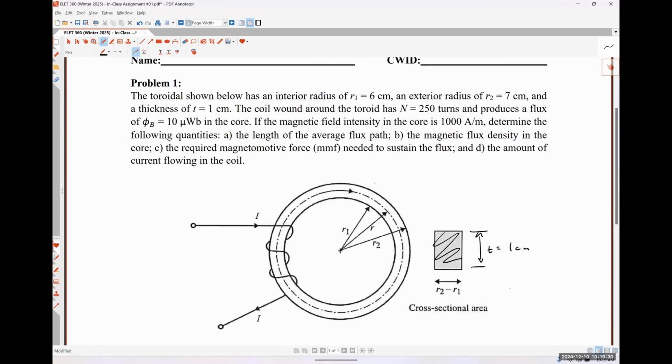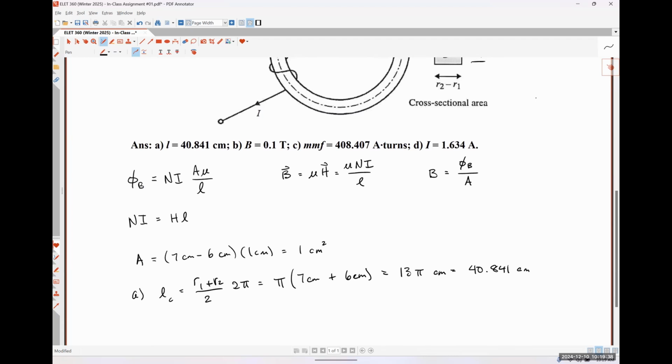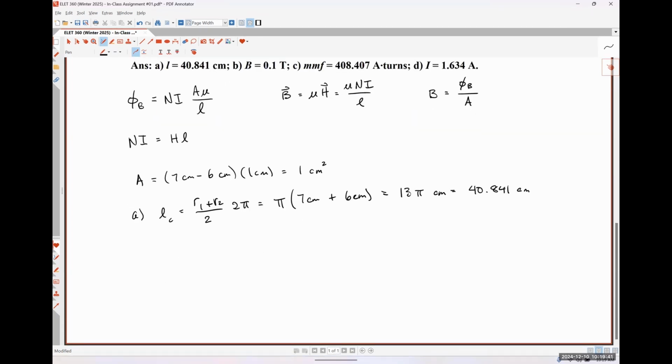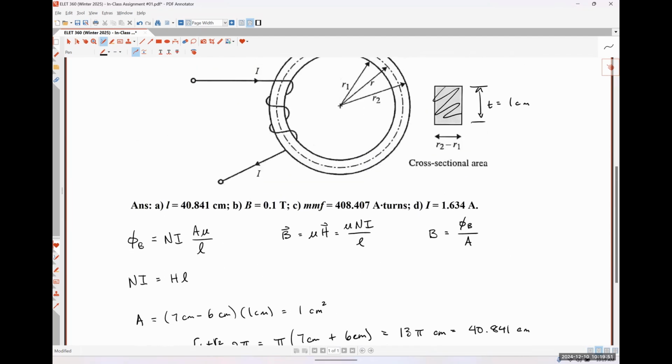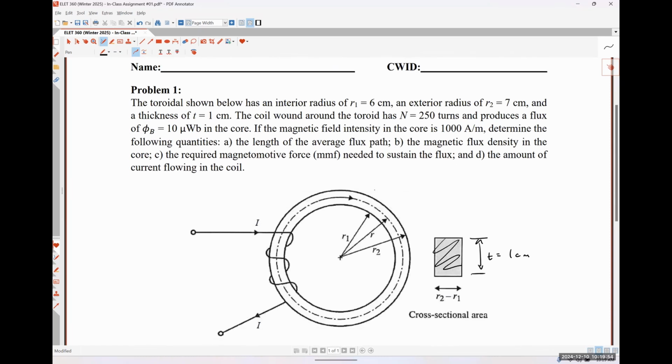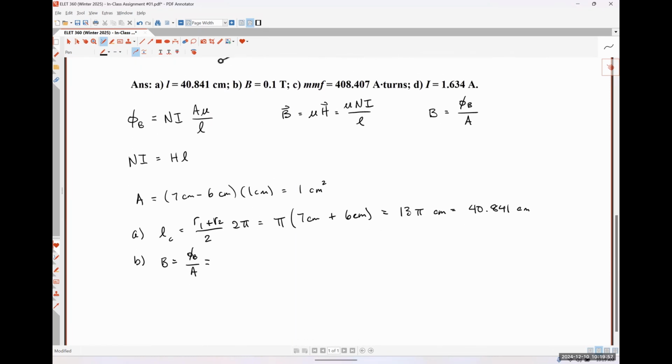For the second part of our problem, we are asked to determine the magnetic flux density in the core. So what we're looking for is B, okay? We know that B is simply the flux over A. So gosh, isn't it handy that we already calculated A and our flux was given to us, right? So B is phi B over A. So that's going to be 10 microwebers. Let me go ahead and write that out. That's 10 times 10 to the minus 6 Webers divided by 1 centimeter squared.